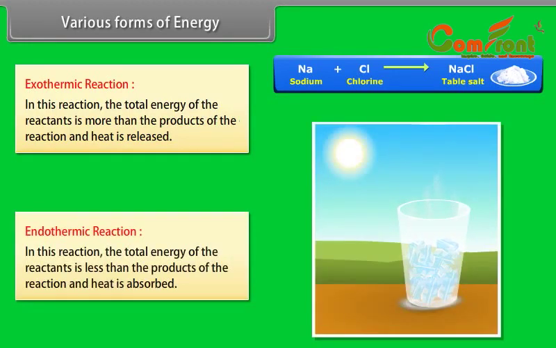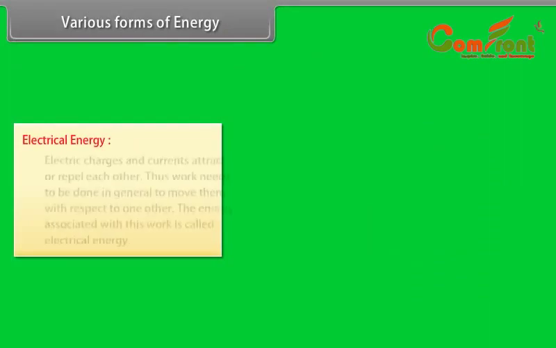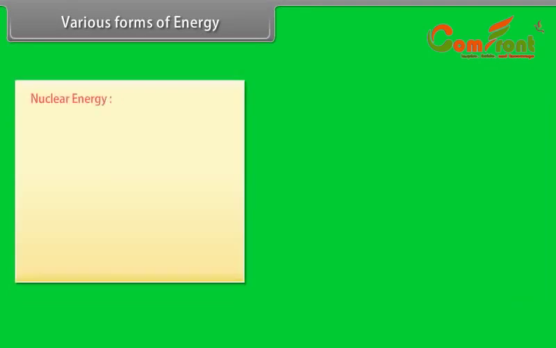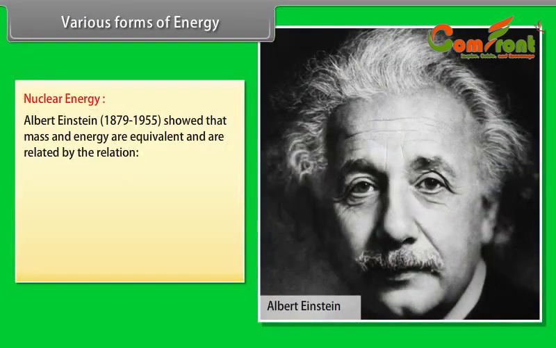Endothermic reaction. In this reaction, the total energy of the reactants is less than the products of the reaction and heat is absorbed. Electrical energy. Electric charges and currents attract or repel each other. Thus, work needs to be done in general to move them with respect to one another. The energy associated with this work is called electrical energy. Nuclear energy. Albert Einstein, 1879 to 1955, showed that mass and energy are equivalent and are related by the relation E is equal to mc square, where c is the speed of light in vacuum.